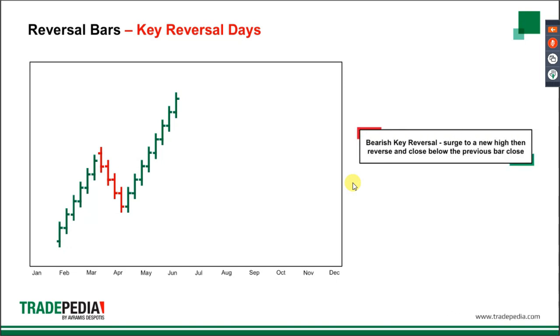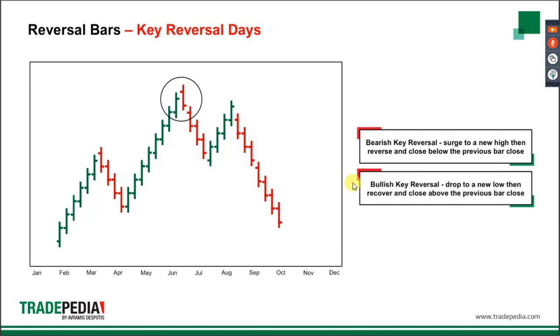Basically the idea is that a bearish key reversal is formed at the market top. Usually it's recognized with prices surging to a new high, and it's usually significantly higher than the previous trading day. For example here, it's much higher as compared to the past, and it will only reverse lower and close below the previous bar. So this is one way to identify it based on bar charts.